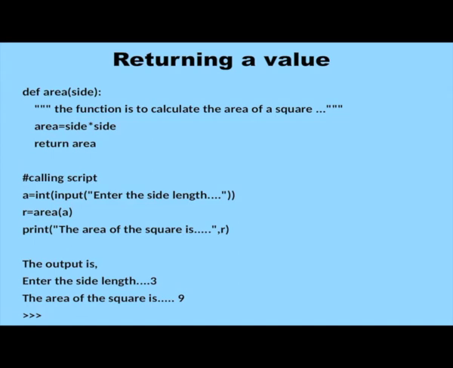See how you can invoke the function now. In the calling script, first we read the side, then we pass that side as argument to the area function. Now, control passes to the area function wherein area is calculated and it is returned to the calling program in the variable r, and that return value is printed in the calling script.